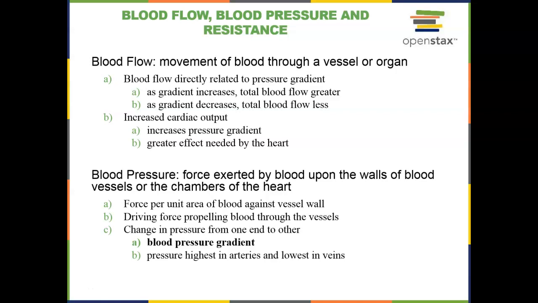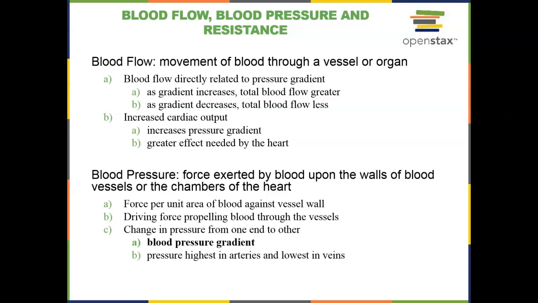So we're going to be talking about how blood flows through our blood vessels and what forces blood to flow through our blood vessels. The movement of blood through our blood vessels is associated with a pressure gradient. Blood flow is directly correlated with a pressure gradient. If you have a high pressure gradient, blood flows faster. If you have a lower pressure gradient, blood flows slower.